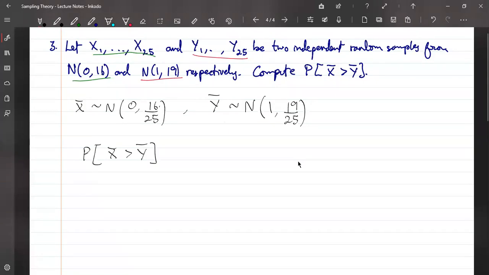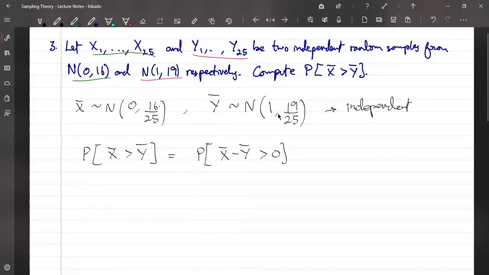Probability of x bar greater than y bar is probability of x bar minus y bar greater than 0. What is the advantage of rewriting it this way? We can again use the reproductive property of normal distributions. So these are independent. There's nothing given about the samples being dependent. Both are in fact independent random samples themselves. They are independent. So these are independent and normally distributed with these particular normal distributions.